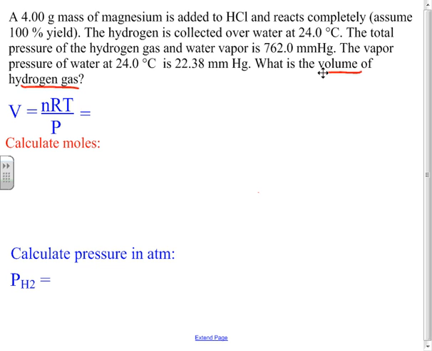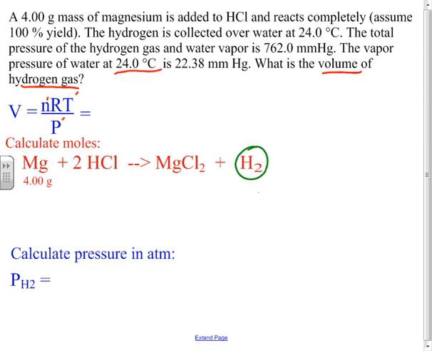So to solve for volume, we need to know the number of moles. We need to know the temperature. That's pretty much given. We'll have to convert to Kelvin. And we need to know the pressure. We can solve for the number of moles by writing a balanced chemical reaction for this reaction. So we have 4 grams of magnesium, and we want to find out moles of hydrogen gas. So we have to go grams to moles, and that'll give us the moles of the hydrogen gas.